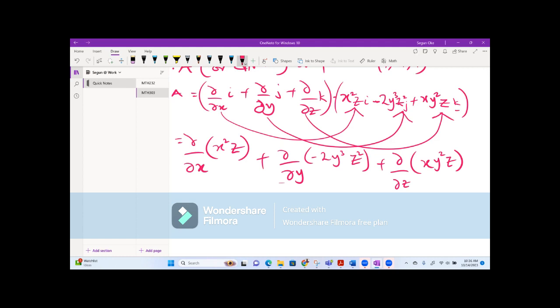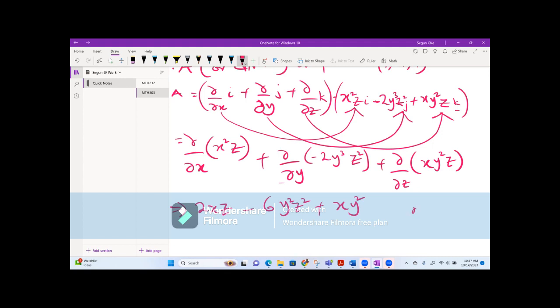Are we on the same page? Yes, sir. So this differentiation with respect to x here will be what? 2xz. The next one will be minus 6y squared z squared. The last one will be plus xy squared. That's it.